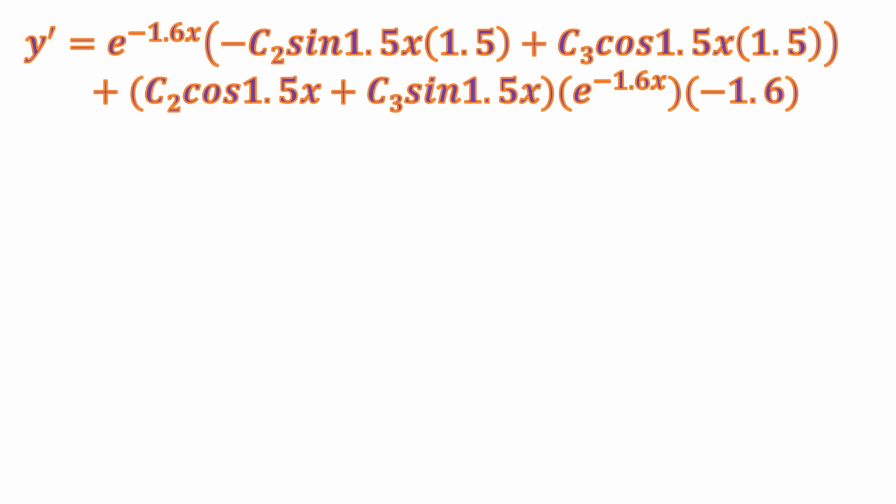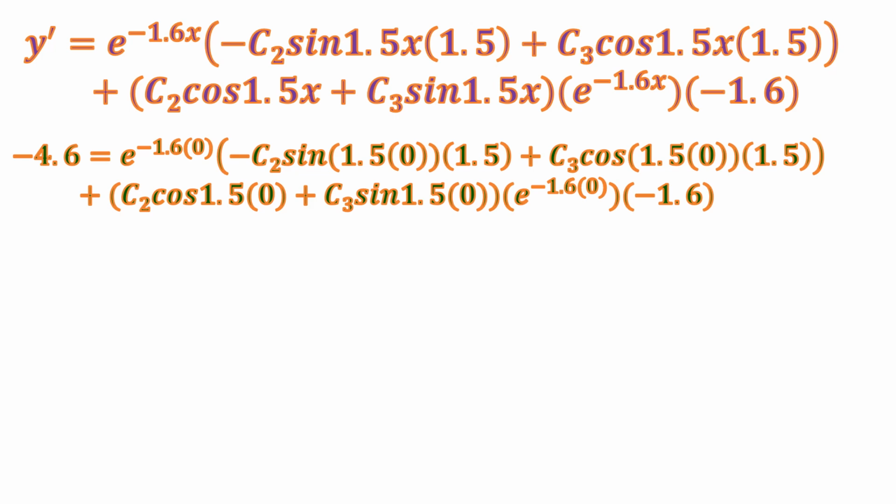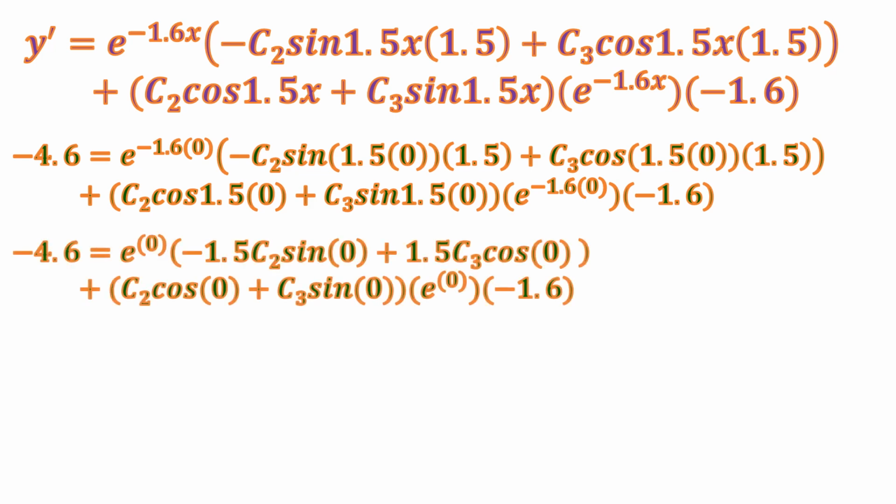So this is our first derivative, and now we're going to substitute. Based on the given, if x is 0, then y prime is negative 4.6. And so let's continue solving. e raised to the negative 1.6 times 0 multiplied by 0 is 0, so it becomes e raised to the 0. And also for the angles of cosine and sine, 1.5 times 0 is 0. So everything will become 0.